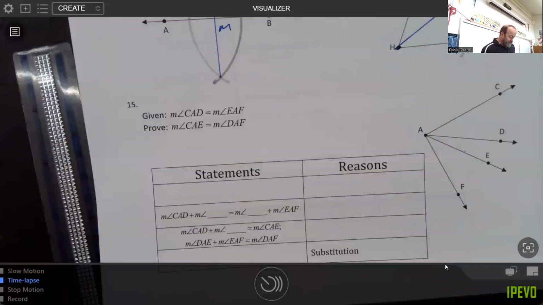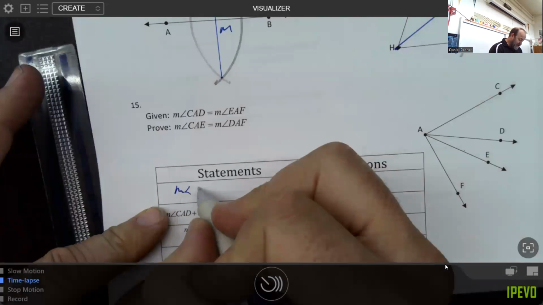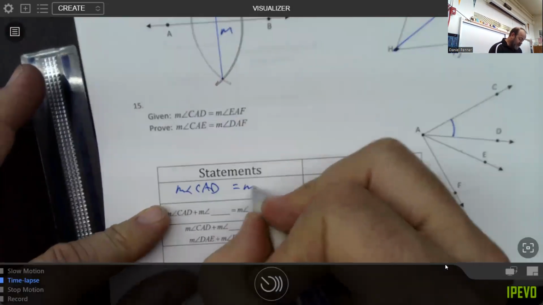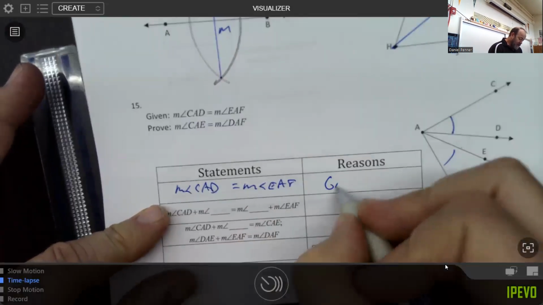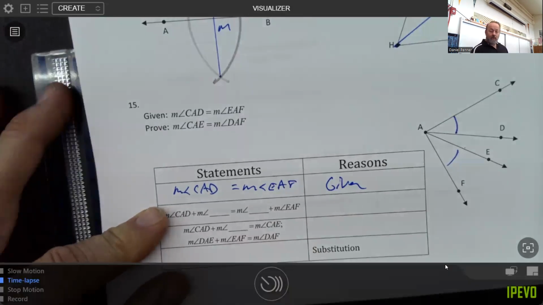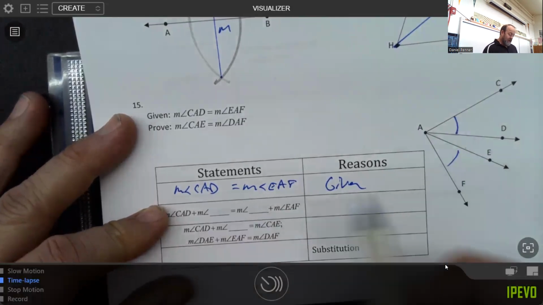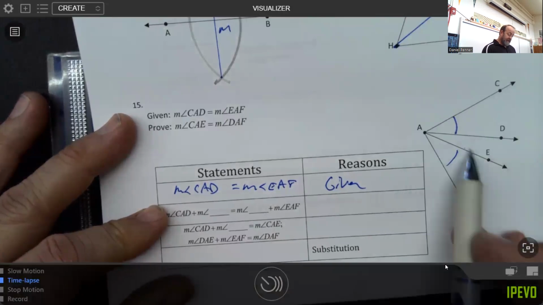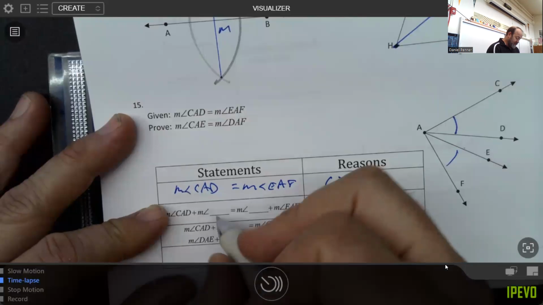Okay, and then our proof. So my given statement is that angle CAD, that's this guy right here, is the same as the measure of angle EAF, and that's given over here. Now, ultimately, if we read what we're looking for, I don't want to talk about CAD, I want CAE. So in order to make CAD into CAE, I need to make this angle larger by adding DAE to both sides.